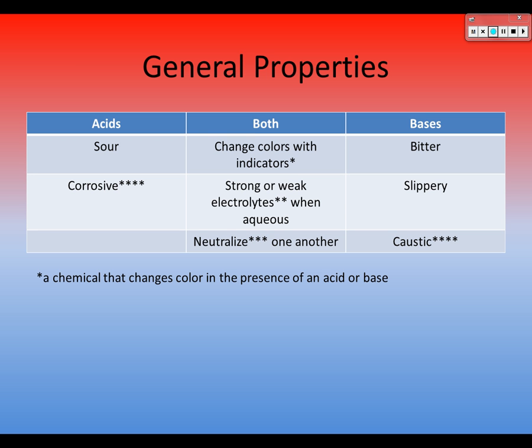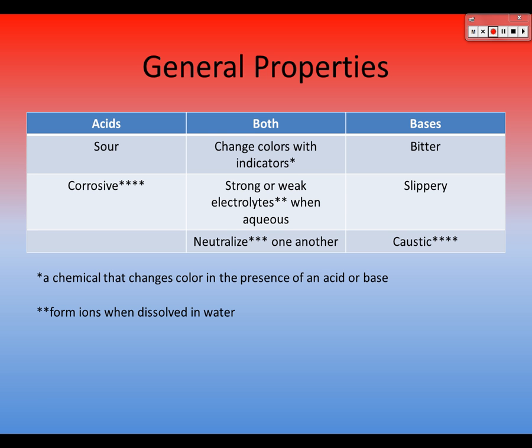Both are also strong or weak electrolytes when aqueous. You may remember all the way back to when we talked about ionic compounds: when they're dissolved in water, they dissociate, they separate apart. So instead of being NaOH, it's Na+ and OH-. Strong acids and bases will completely dissociate in water, so their ions will totally come apart. HCl is a strong acid. When dissolved in water, it's H+ ions and Cl- ions completely.